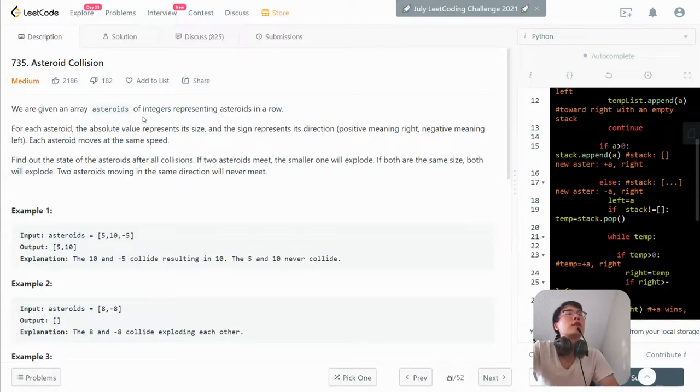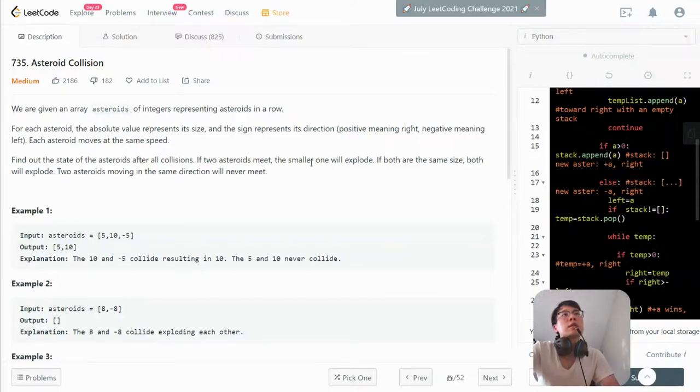We are given an array of integers representing asteroids in a row. For each asteroid, the absolute value represents size and the sign represents its direction. Positive means going right, and negative means going left. Each asteroid moves at the same speed. We need to find out the state of the asteroids after all collisions.